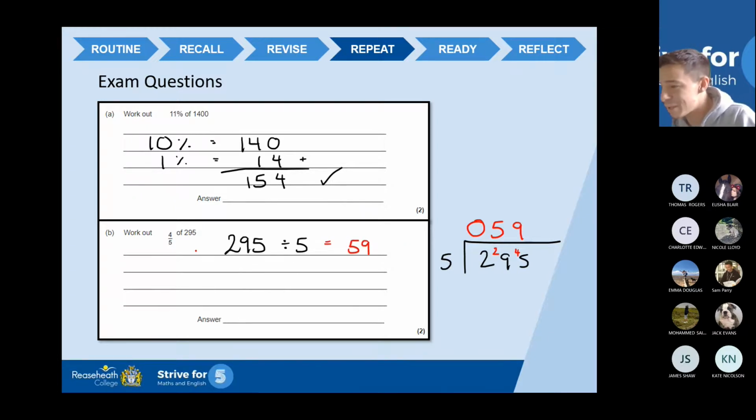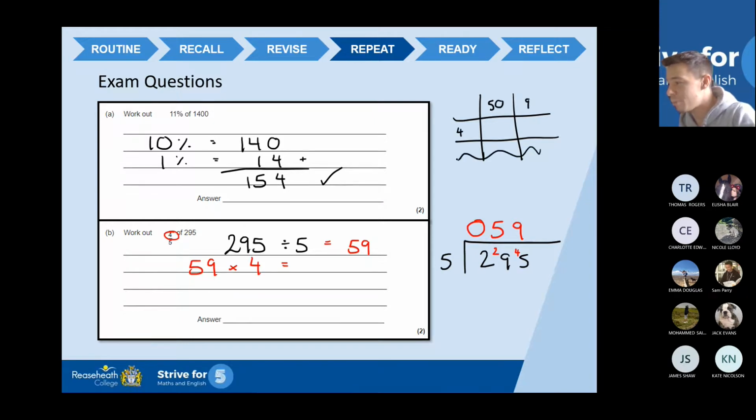And then the bit next, we have to times it by the top. So you have to do 59, and we times it by 4. Now, once again, this is a non-calculator paper. Let's assume it's non-calculator paper. So non-calculator methods for multiplication. I like to use the grid method. So I'm going to do 50 and 9. I'm going to times it by 4. I don't actually need these bottom bits. 4 times 5 is 20. Chuck on the extra 0. 4 times 9 is 36. Add those two numbers together, we get 236. Bada bing, bada boom.